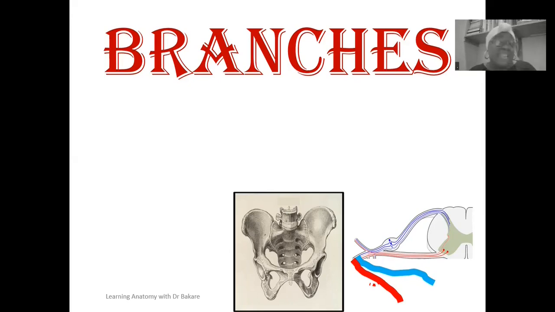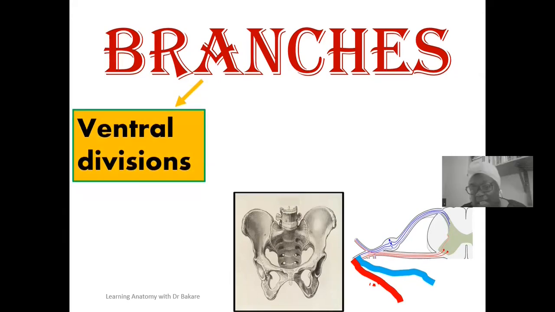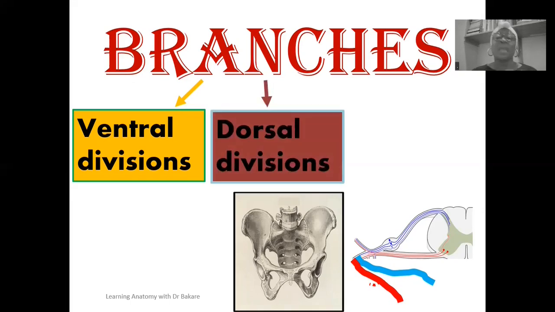So we have branches emerging from the ventral divisions only. And if you remember, we described in our previous slide that the anterior ramus divides into the ventral and the dorsal divisions. This region here highlighted in red is the ventral division, and we have branches that emerge from just the ventral divisions of the anterior rami from L4 to S4. Then we also have branches that will emerge that are limited to only the dorsal divisions. Remember, we have the dorsal division here highlighted in blue. So we have branches that will emerge from just the dorsal divisions of the anterior rami from L4 to S4.